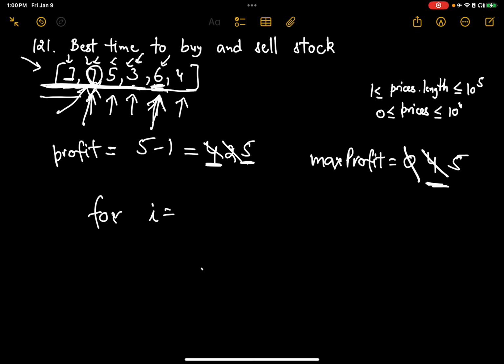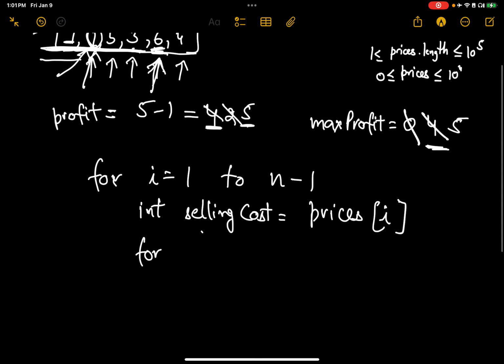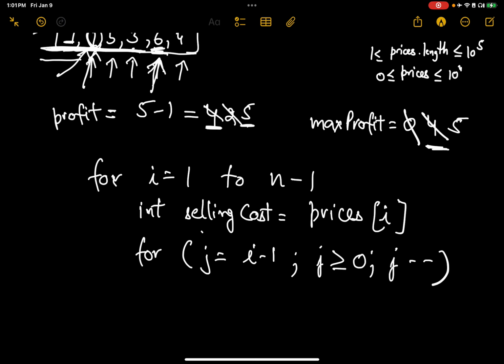I'll just run the loop from i equal to 1 to n minus 1, and so this is my selling day, right? So my selling cost would be whatever the price is on this day. Then I'll run another loop from j equal to i minus 1, and it would be greater than or equal to 0. And this loop will give me the buying cost. All right, this loop will give me the buying cost.